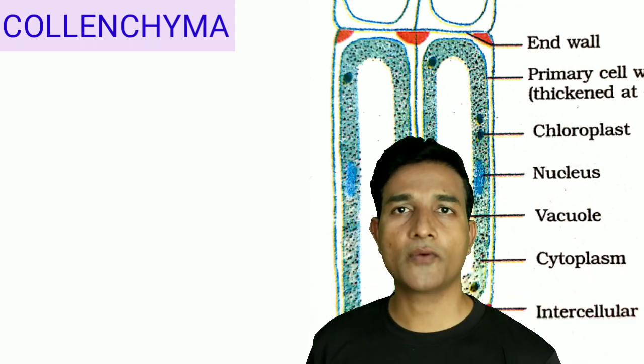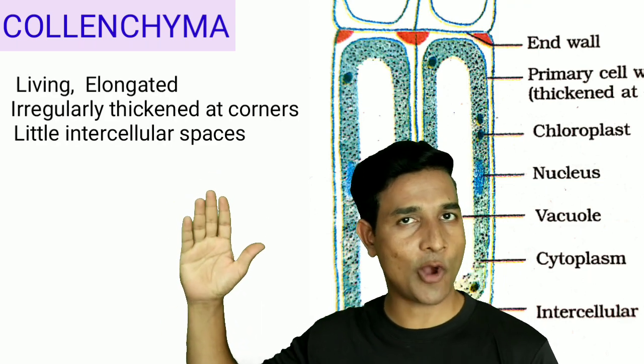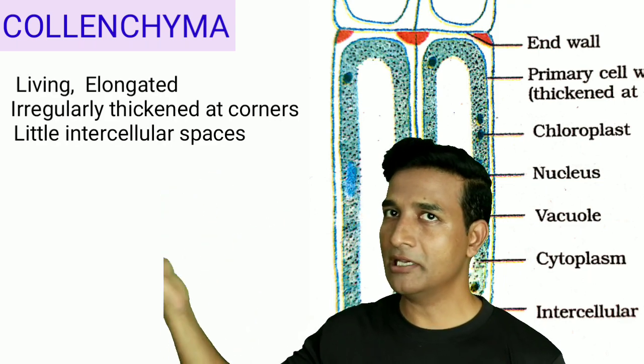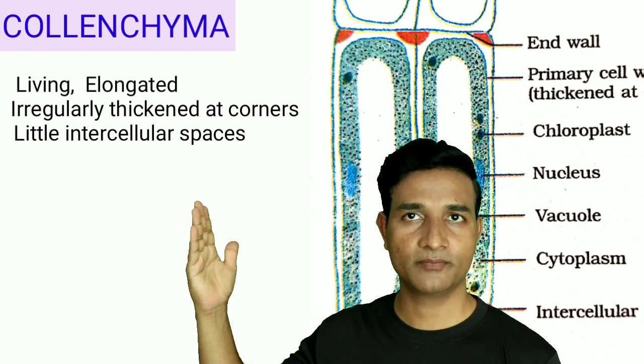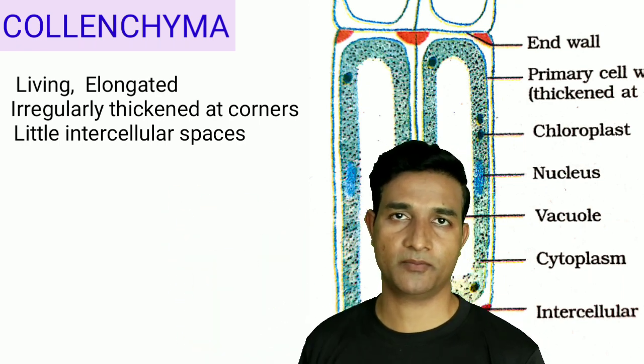So what are the characters of collenchyma tissue? The cells are living, they are elongated, irregularly thickened at the corners, and they have very little intercellular space.